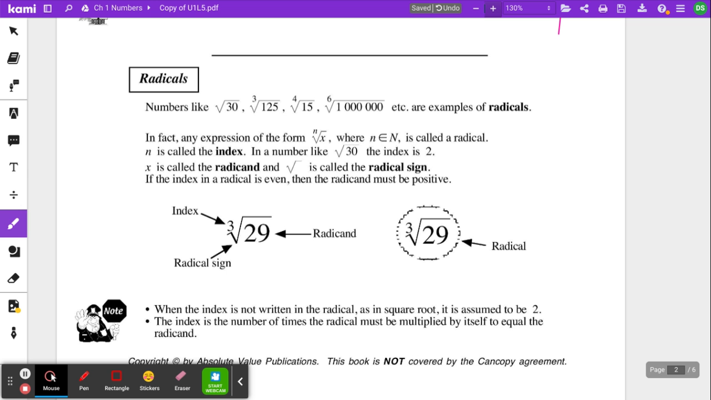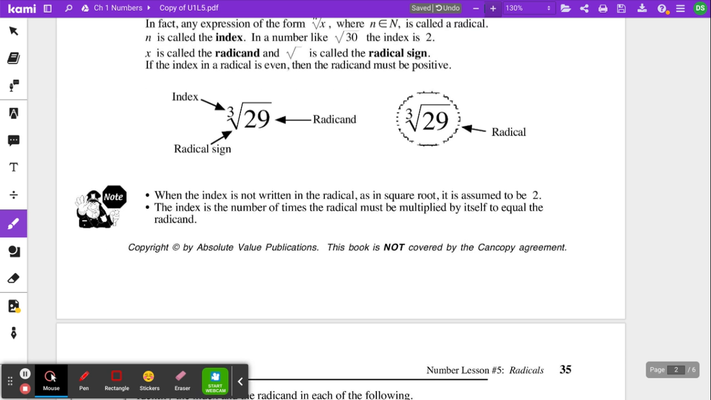Here are a few definitions. I'm just going to tell you what this is. Look at this symbol, know the words. Ready?